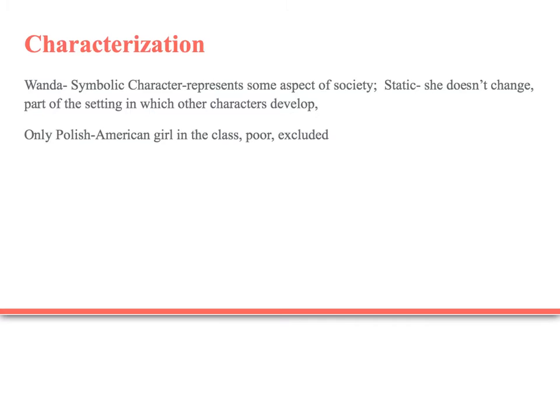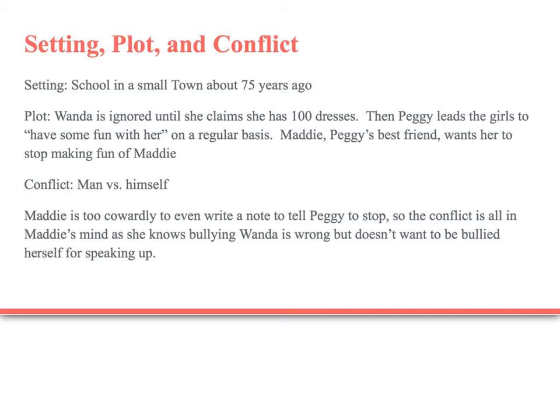Okay, so Wanda is the only Polish-American girl in the class. She's probably the very poorest. She's excluded. She also doesn't have a mother, so she's washing her own dress every day. She sits in the back of the room, her feet are muddy, and that is Wanda. The setting is sort of any school in a small town about 75 years ago. It's not trying to be specific because the author, Eleanor Estes, wants you to realize the setting is where you live and where you go to school too. It can go anywhere.